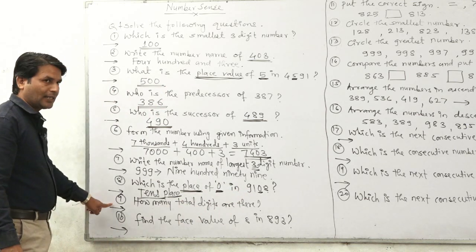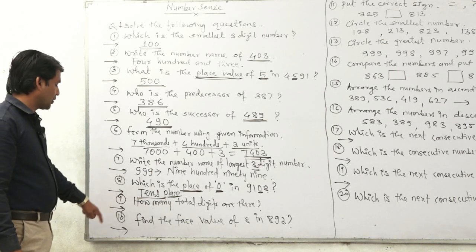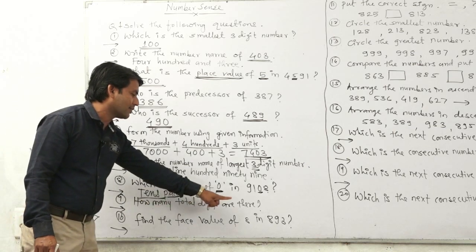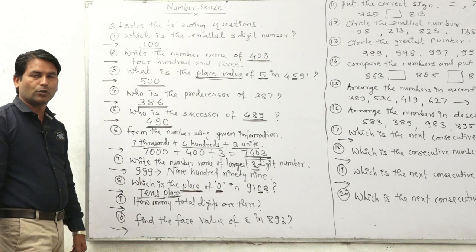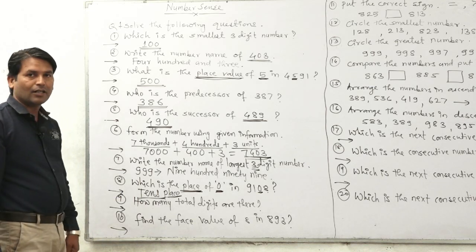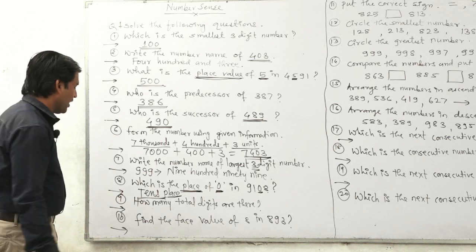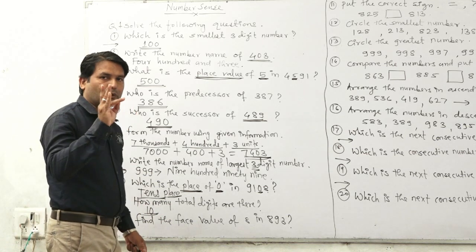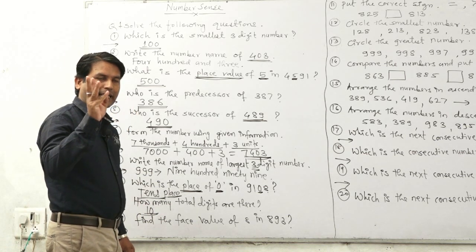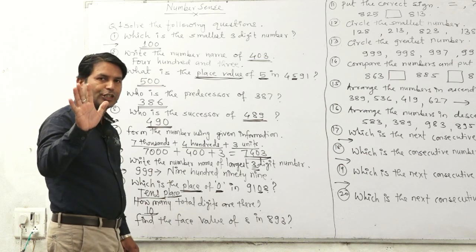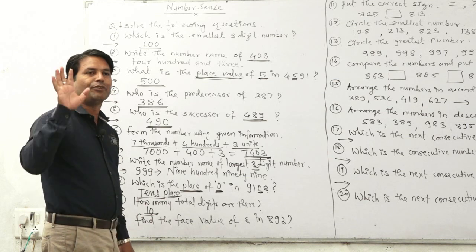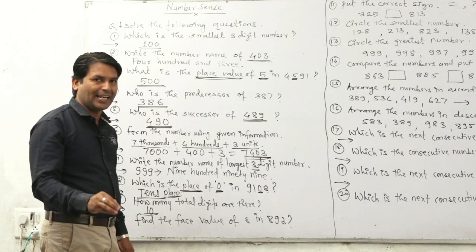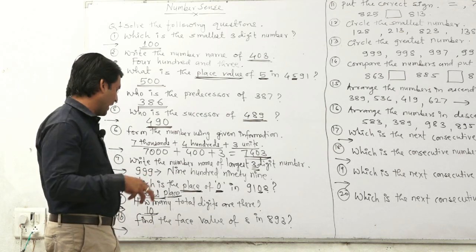After that, question number 9 is there. How many total digits are there? As we know, there are 10 digits in all. Which are they? 1, 2, 3, 4, 5, 6, 7, 8, 9 and 0. These 10 digits are there, and we use these 10 digits to form any number.